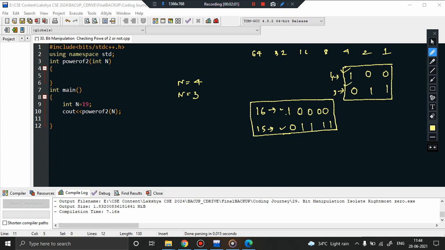So if you observe, 4 is a power of 2, 16 is a power of 2. Similarly, 32 is also a power of 2, because 32 will be represented as 1 followed by 5 zeros. And if you represent 31, the number 1 less than n, how will 31 be represented? You can see 16 plus 8 is 24, plus 4 is 28, plus 2 is 30, plus 1 is 31. So all bits are 1, and the leading bit will be 0.